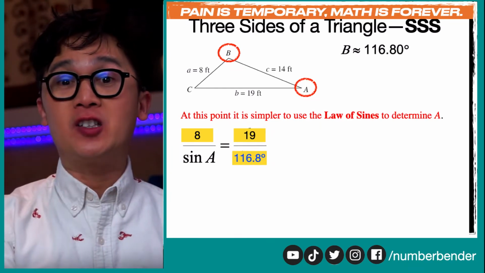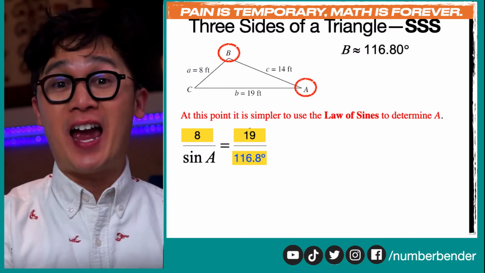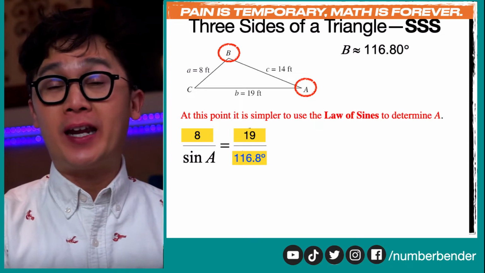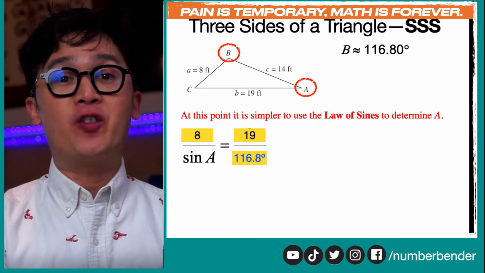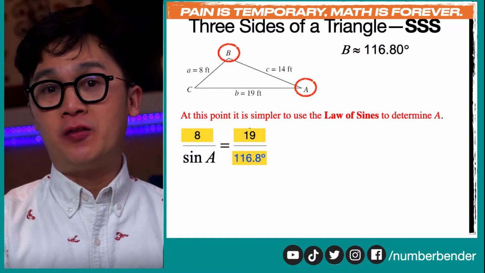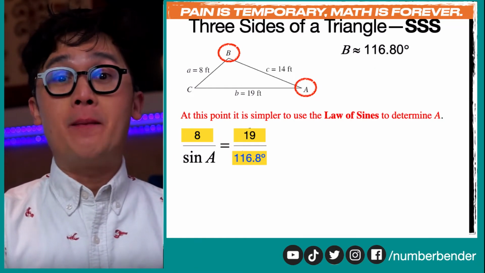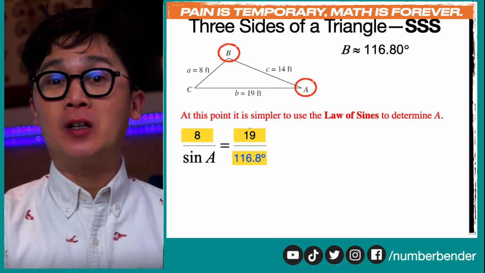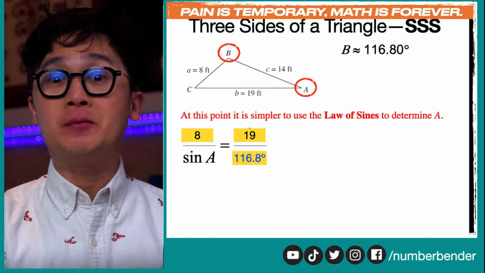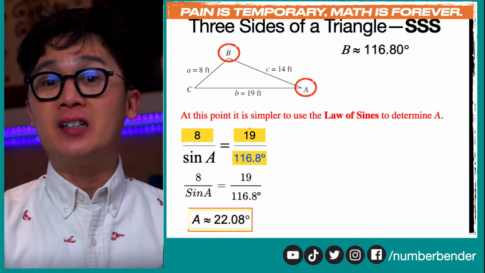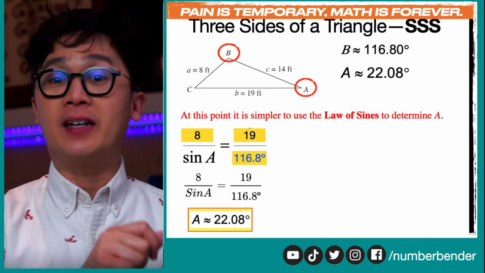Forgive me for my values because I forgot to put the sine function, and it's very important to put sine 116.8, because if you use the calculator and forget to press sine 116.8, you're not going to be able to find the correct answer. So by using cross multiplication, we'll have sine A is equal to 8 over 19 times sine 116.8 degrees, which is going to give us 22.08 degrees.